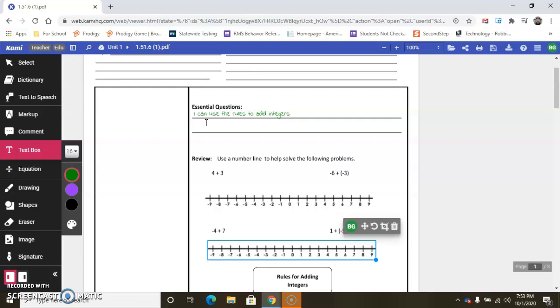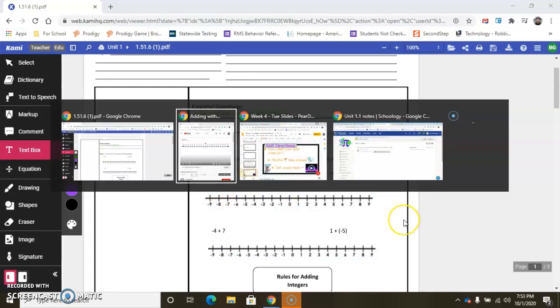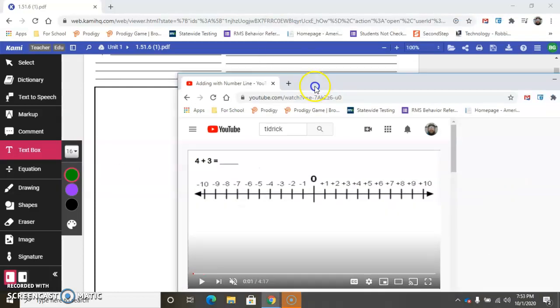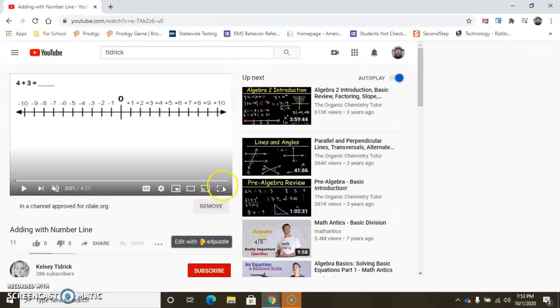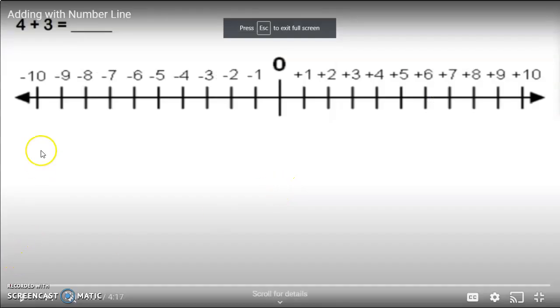All right, the first thing that we're going to look at is a couple easy ones right away. We're not going to get into the rules for adding integers right away. However, I am going to show you an easy way to add integers using a number line. Okay, so let's pop over to this video real quick. We'll make it large screen. And let's go for it.